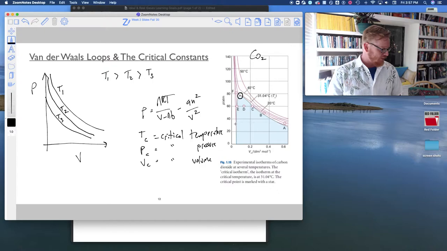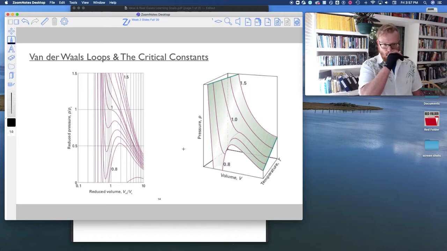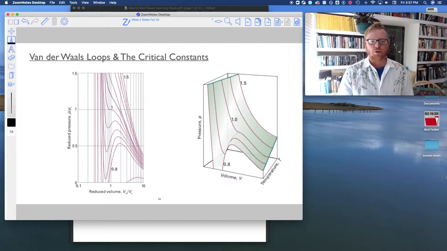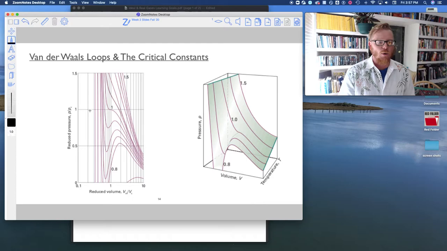So what do I have next here? Here is a more expanded view of the van der Waals loops and the critical constants. If I look at that whole three-dimensional surface, like I showed you at the beginning of the lecture slides, you can see those loops start looking kind of crazy. So this is not physical. Now what's going on here with this reduced pressure space? These reduced variable spaces are really useful because you don't have to specify what the units or the axes are. For example, here this is still P versus V, but instead this is P divided by P critical, and this is Vm divided by V critical. So that's what we call a reduced variable space.